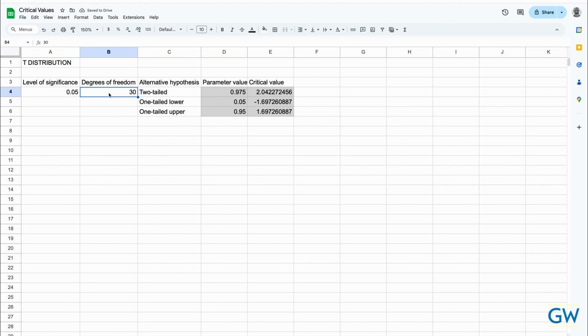So let's change this degree of freedom. Let's change it to 100, for instance. And I'm immediately going to see that update. Now it's at 1.98, negative 1.66. Let's change the level of significance. I'm going to go 0.01, and I see now those values get a lot bigger. So that's how easy it is to get these critical values for the t-distribution.